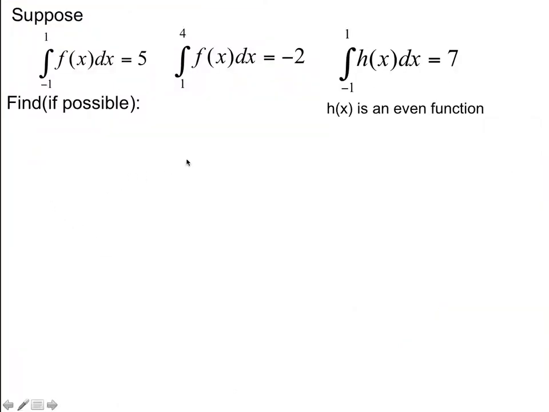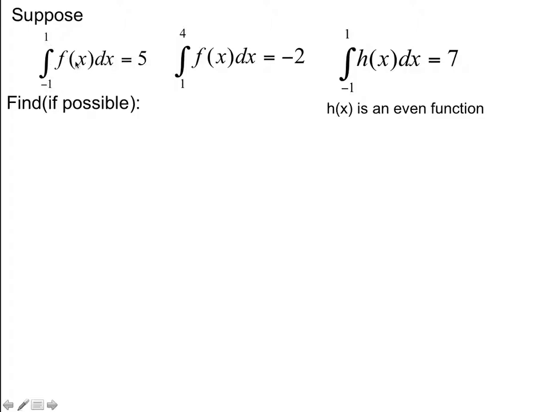So let's use some of those properties to solve these problems. We have these 3 values. If we don't know what these functions are, f of x and h of x, we don't really care. All we know is that we are accumulating the region below f of x, between f of x and the x-axis, from -1 to 1.